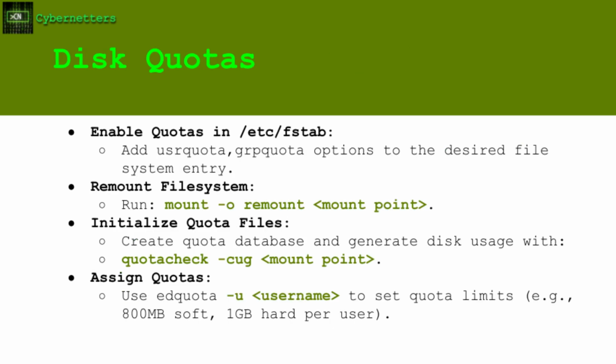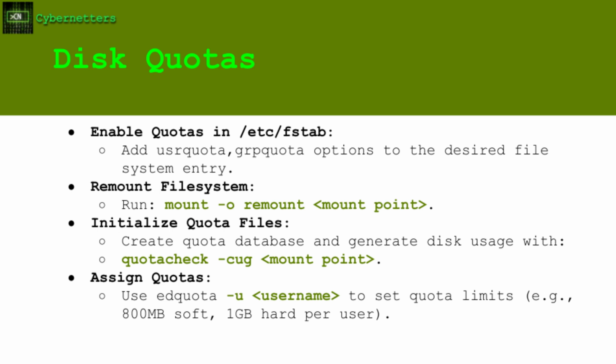Quotas help manage storage by setting limits on how much space each user and group can use. So modify /etc/fstab to add the usrquota and grpquota options for the system to enable quotas. And then to remount the file system, you can use mount -o remount and then the mount point to apply the quota settings.